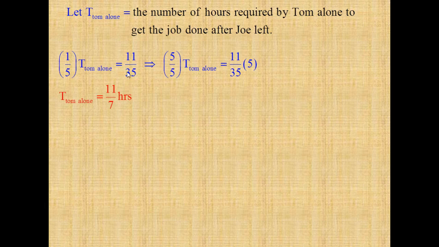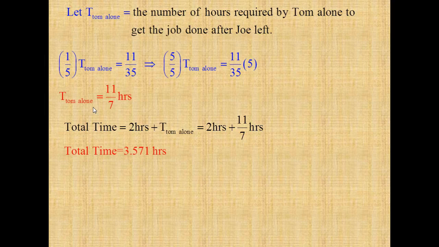Okay, we multiply both sides by 5, and 5 over 5 cancels. 5 goes into 35 7 times. So Tom works alone for 11/7 of an hour. Well, we divide 11 by 7, and we get the total time is 2 hours that they work together, plus the Tom alone hours, which equals 2 hours plus 11/7 of an hour. The total time is 3.57 hours. Okay?